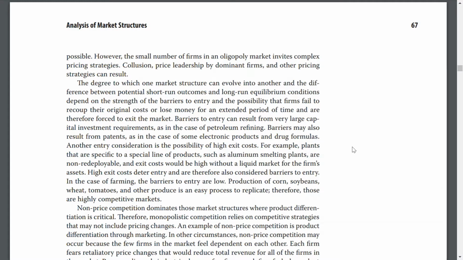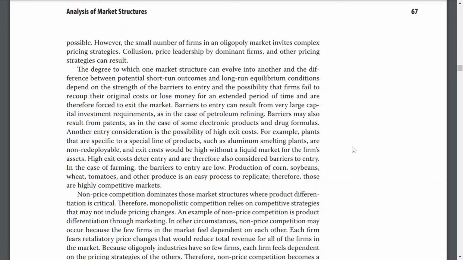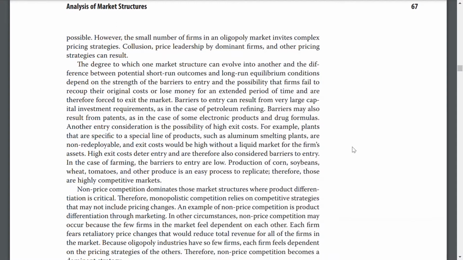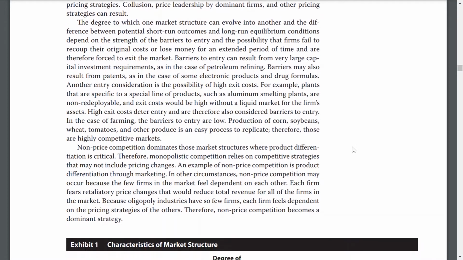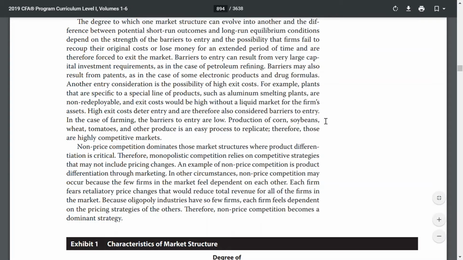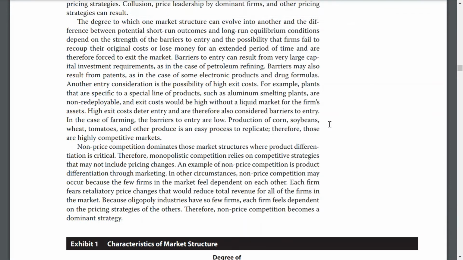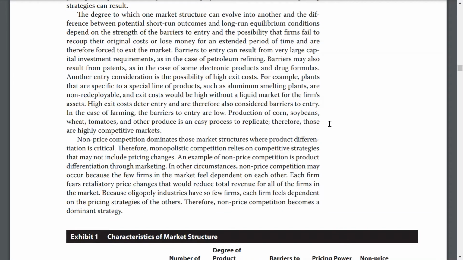Barriers to entry can result from very large capital investment requirements, as in the case of petroleum refining. Barriers may also result from patents, as in the case of some electrical products and drug formulas. Another entry consideration is the possibility of high exit costs. For example, plants that are specific to a line of products, such as aluminum smelting plants, are non-redeployable, and exit costs will be high without a liquid market for the firm's assets. High exit costs deter entry and are therefore also considered barriers to entry.